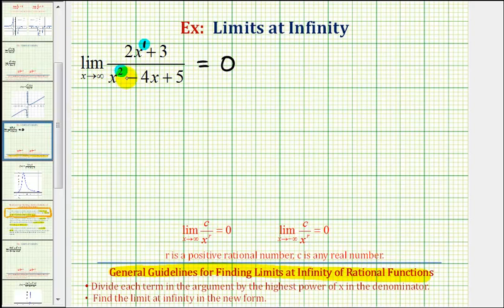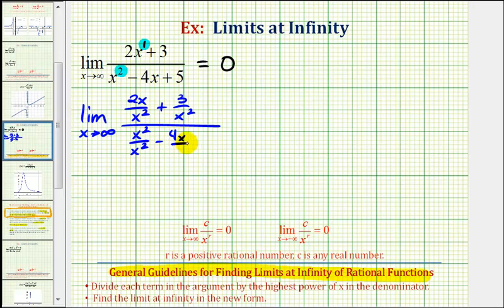So looking at our limit, because the highest power of x in the denominator is x squared, we'll go ahead and show this by dividing every term by x squared. So we'd have the limit as x approaches infinity of 2x divided by x squared plus 3 divided by x squared, divided by x squared divided by x squared minus 4x divided by x squared plus 5 divided by x squared. Now we'll go ahead and simplify each term.